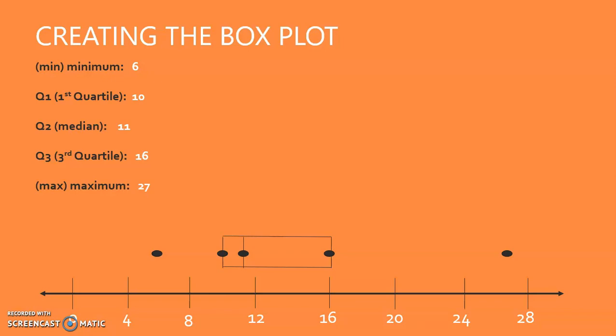And the last thing we're going to do is create our whiskers, one on each side. So extending from the left side of our box, we're going to draw a line from that dot to the minimum. And the same thing on our right side, from our Q3 to our maximum. And that is how we create our box and whisker plot with our 5-number summary.